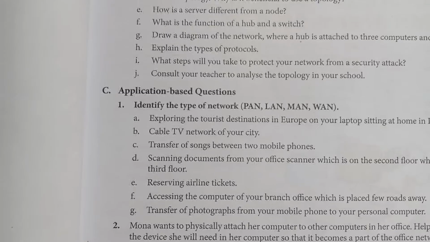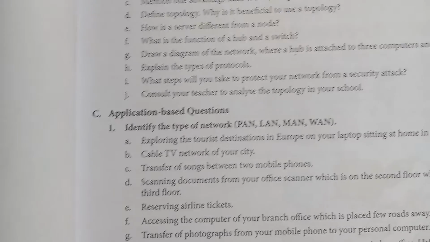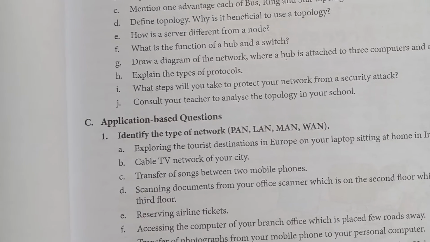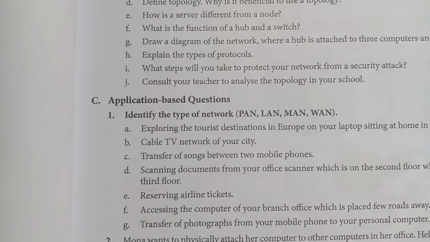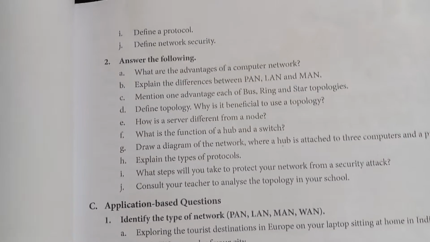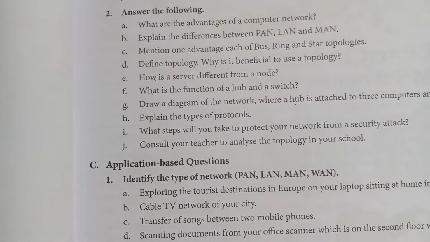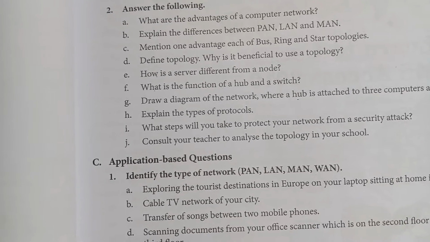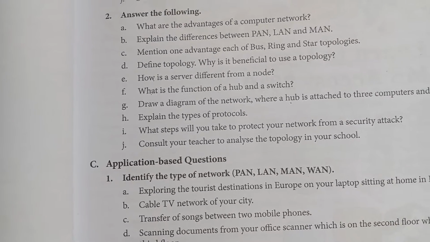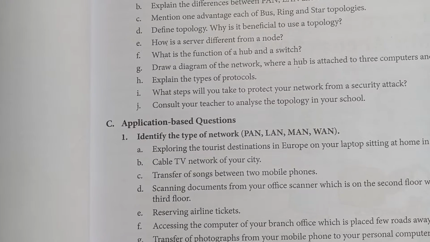Explain the types of protocols. Protocols, I already explained to you when I explained the chapter. Protocols are the rules and regulations which we have to follow to do something. For example, when you come to school, there are some protocols. You have to wear the school dress, and you have to follow all the rules of the school, like first period, second period, third period, and after that the recess, and then again the periods. So you have to follow these rules according to your periods.